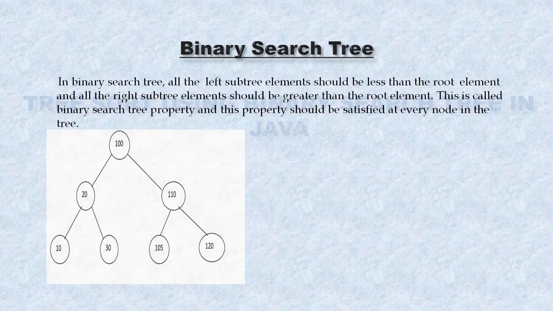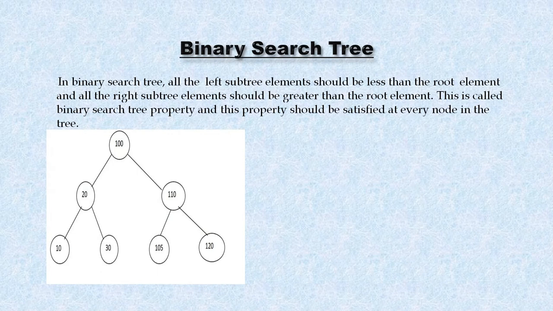In a binary search tree, all the left subtree elements should be less than the root element, and all the right subtree elements should be greater than the root element. This is called the binary search tree property, and it should be satisfied at every node in the tree.